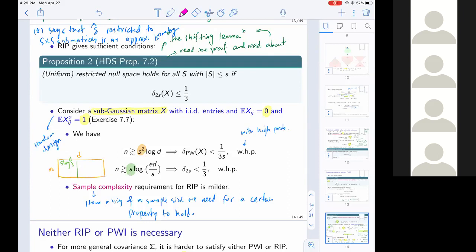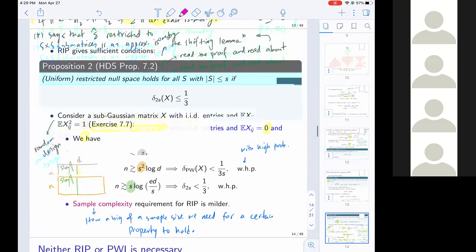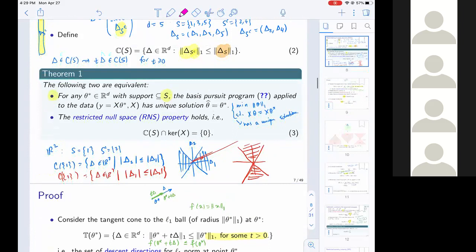And if the RIP condition holds, then this result is saying that the restricted null space property holds for all S. If your optimal theta star has support size at most small s, then with high probability you recover it if you use that design matrix. Okay, that's what it is. Good. Sounds good.